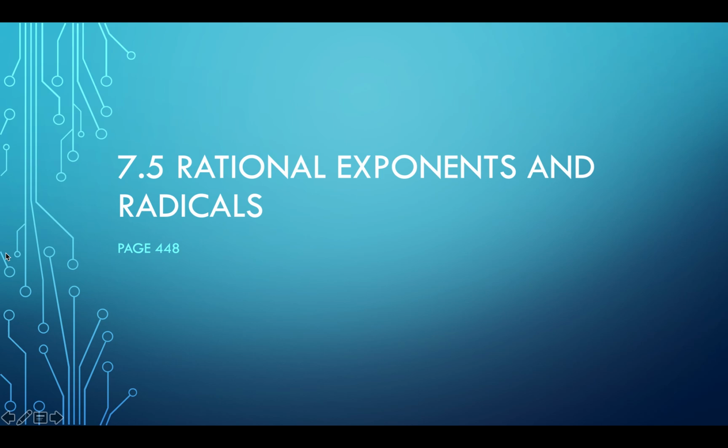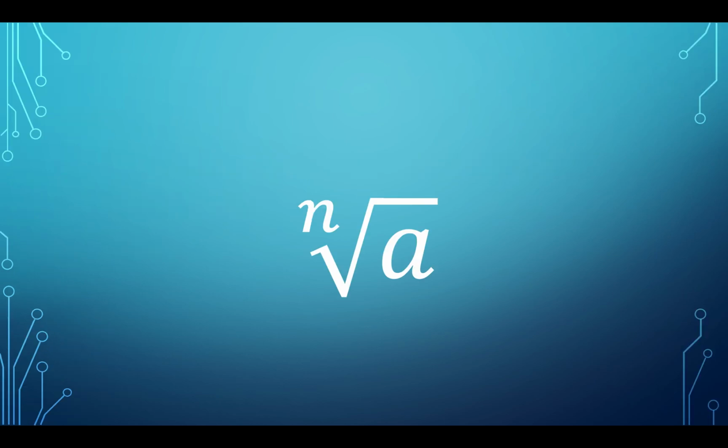Hi everyone, so today we're going to be working with Chapter 7, Section 5, Rational Exponents and Radicals. If you're following along, we're on page 448 in our textbook.